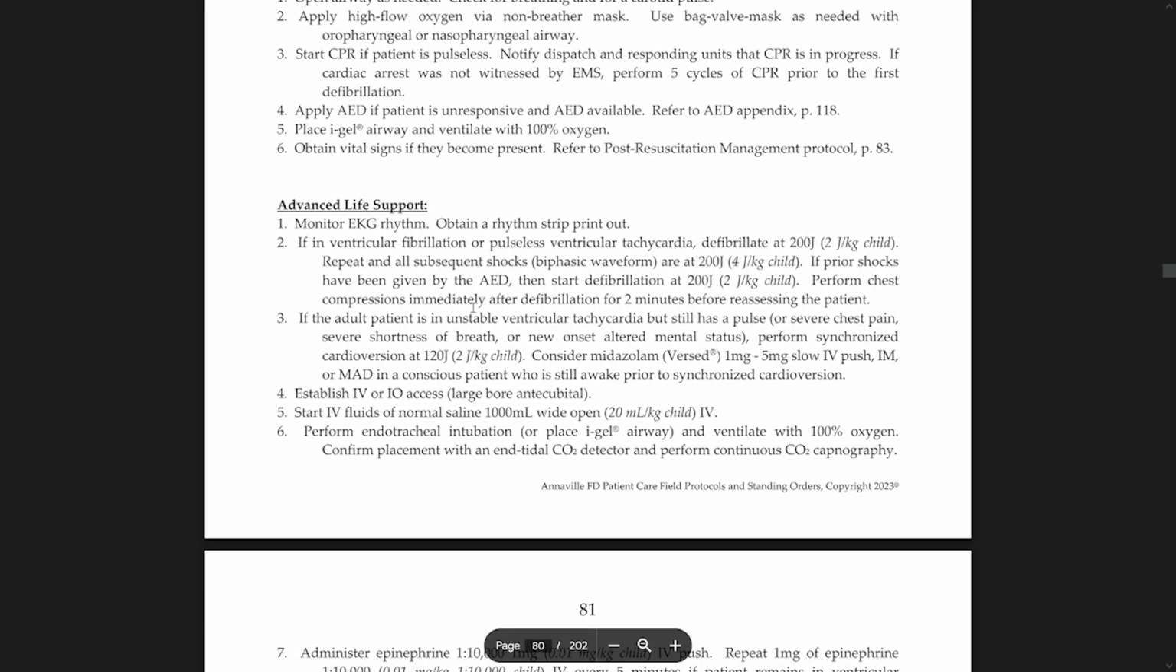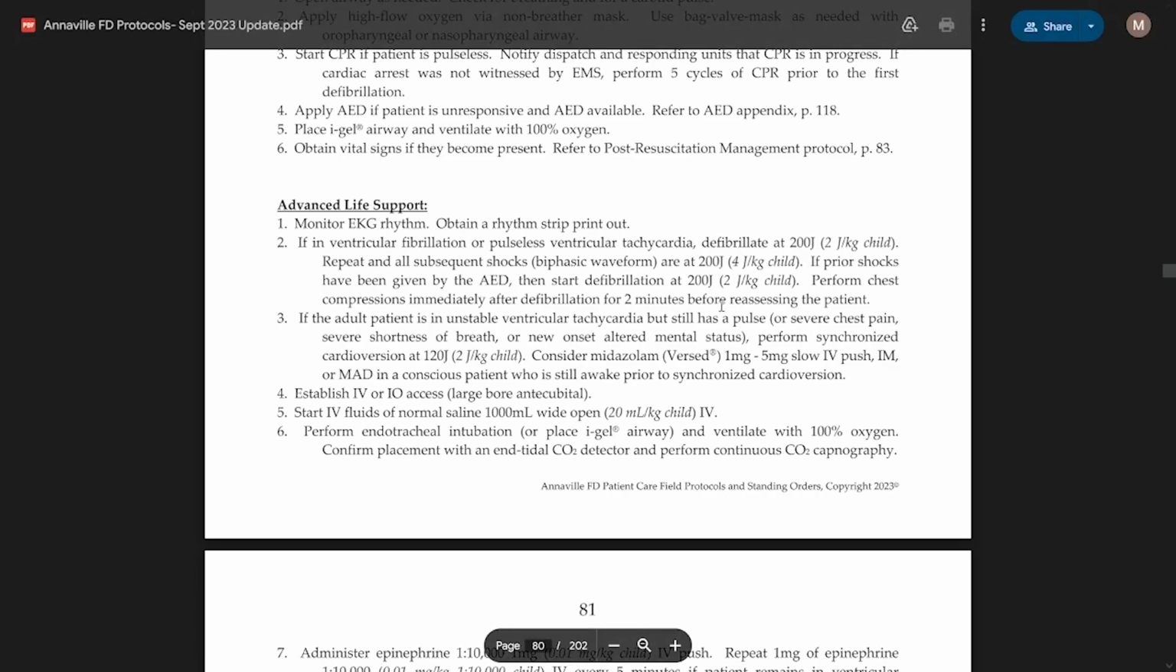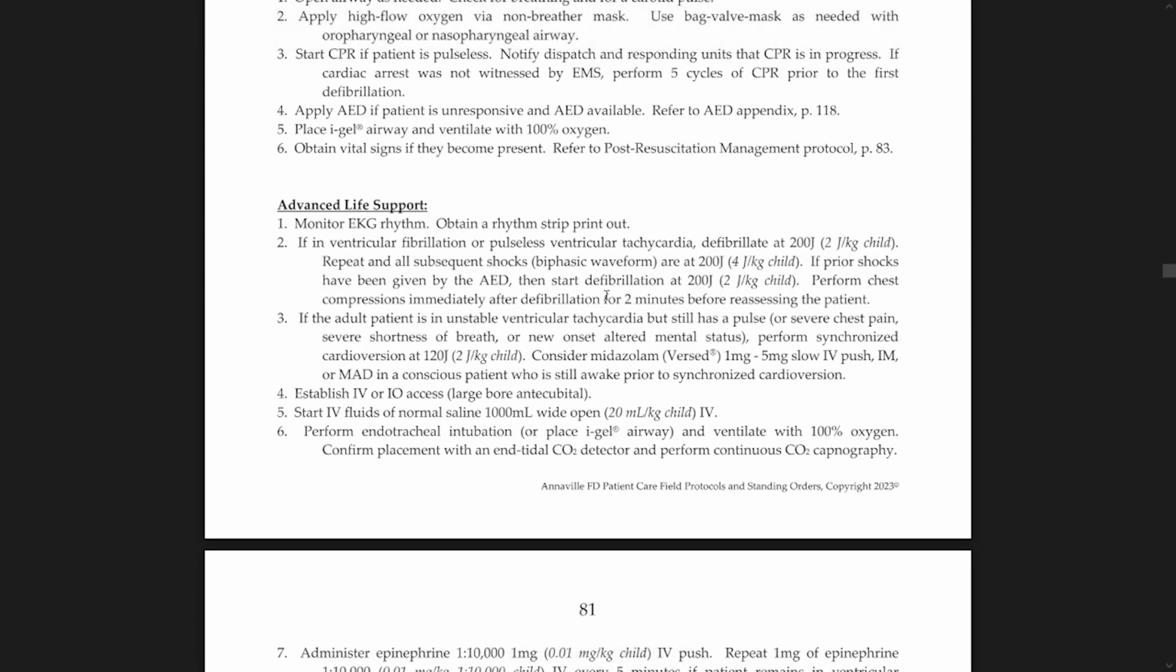For advanced life support, you want to monitor an EKG rhythm, go ahead and get a 12 lead. And if in ventricular fibrillation or pulseless VTach, defibrillate at 200 joules or 2 joules per kilogram for a child. Repeat all subsequent shocks as a biphasic waveform at 200 joules or 4 joules per kilogram for a child. If prior shocks have been given by the AED, then start defibrillation at 200 joules or 2 joules per kilogram. Perform chest compressions immediately after defibrillation for 2 minutes before reassessing the patient.